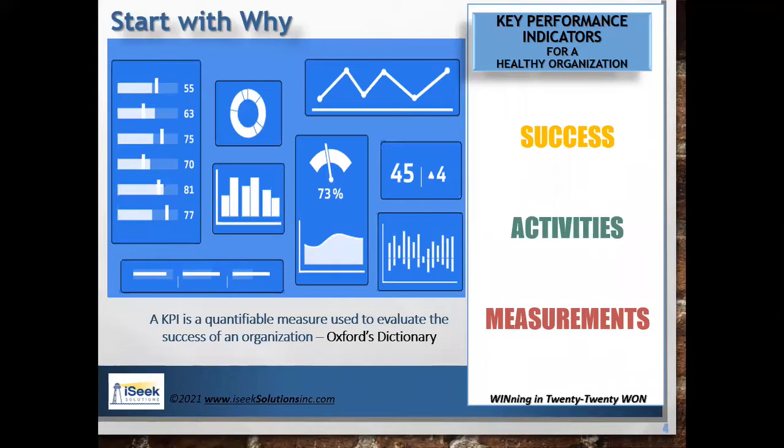Hope that makes sense. But those are three scope guidance areas. You look at success, you look at what success means to you, you look at what activities support success, and then you start looking at, okay, how are we going to measure those activities that support success, and then we can start tracking those measurements, activities that align with success.